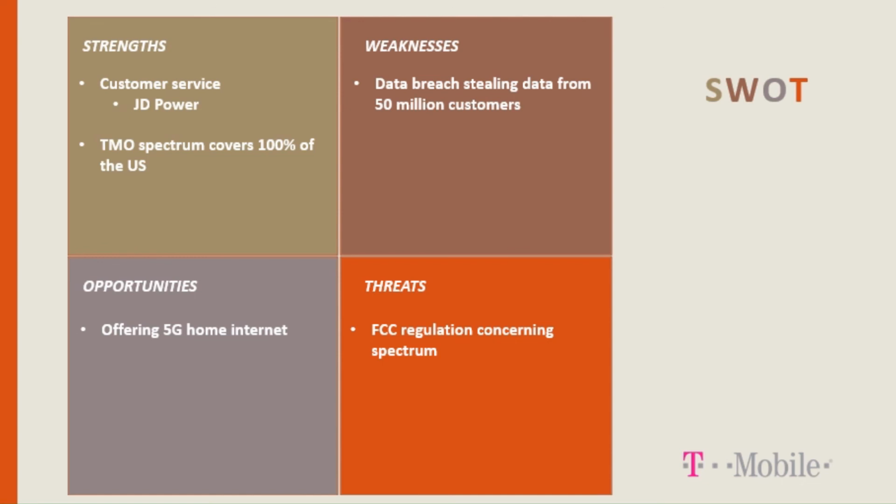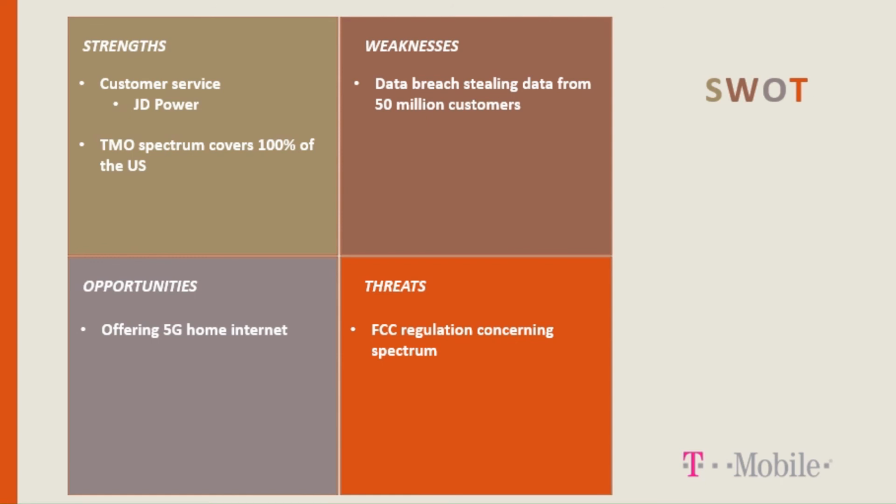A weakness, that data breach, unfortunately, with stealing data from 50 million customers is unfortunately a weakness. They'll have to do some work in securing that data. Some opportunities, they just announced a program where they will provide 5G internet access for homes. Right now, there's about 100 million homes in the US that have subscribed to that service. So that's an opportunity for them if they can continue to build out that offering.